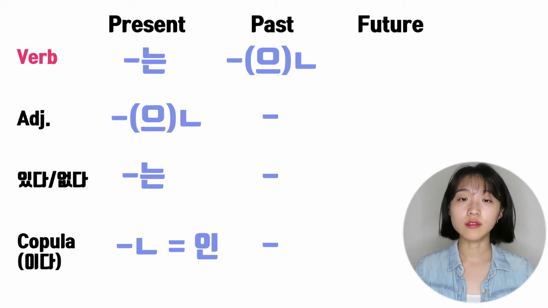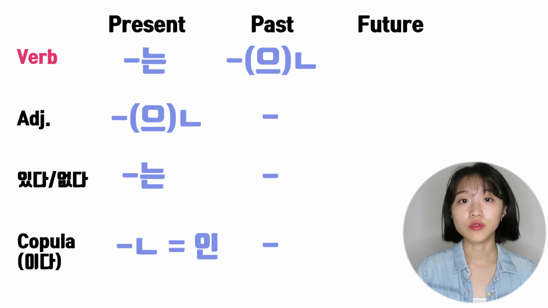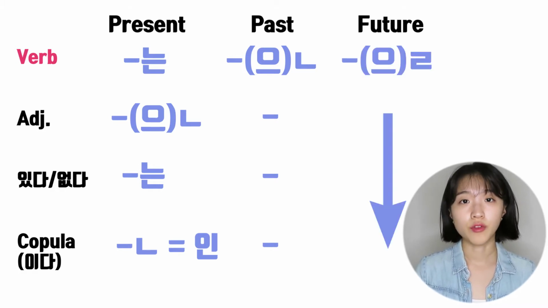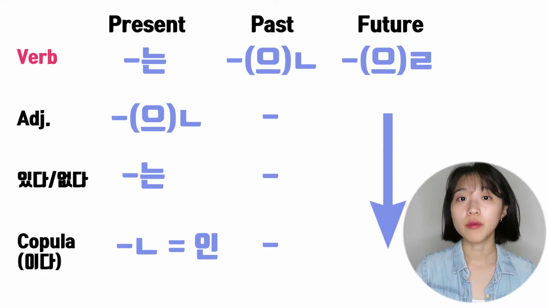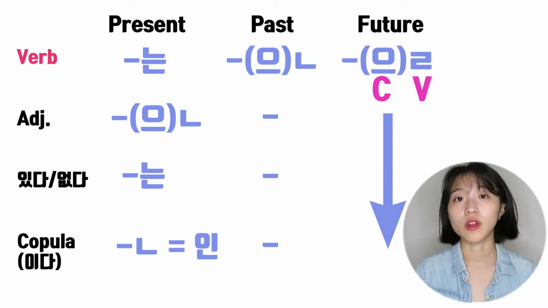And for future tense, it's simple. Just like you use polite ending 을 거예요, 을 is what makes verbs, adjectives, 있다 없다, and copula 이다 a future tense. So for all four of them, it's always 을. You just gotta know if the word ends with a consonant or a vowel.